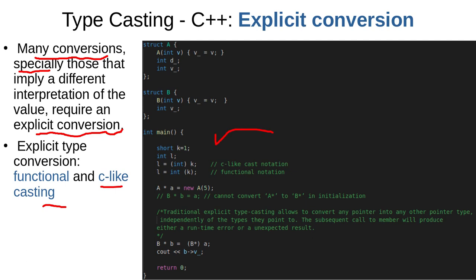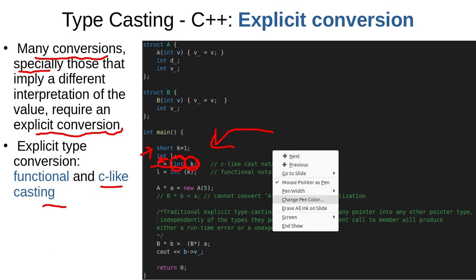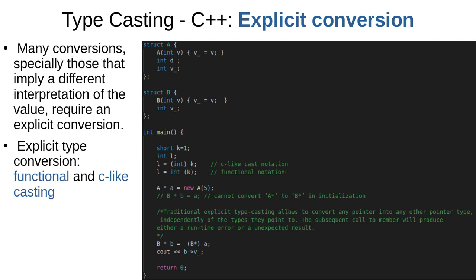Here we have an example, the main function. So we have short integer k equal 1, integer L. I want to cast the short into an integer. So even though this can happen implicitly, we can use the C-like casting like this. I'm saying cast this k into type integer so that I can assign it to L, which is of type integer.